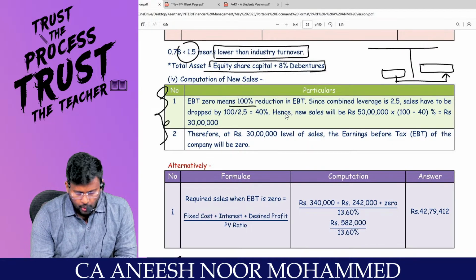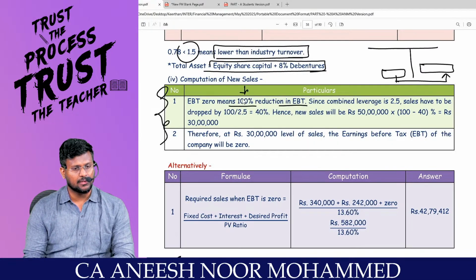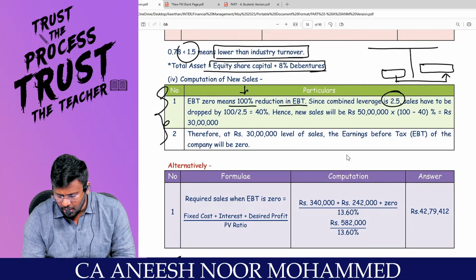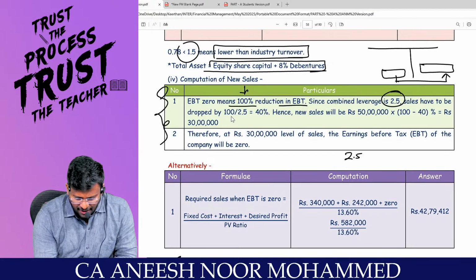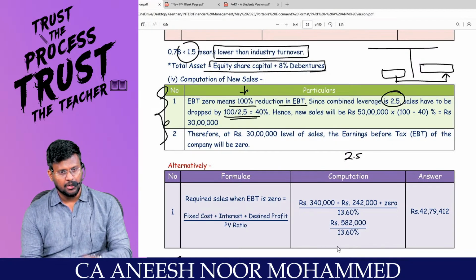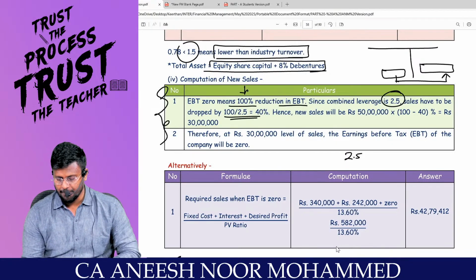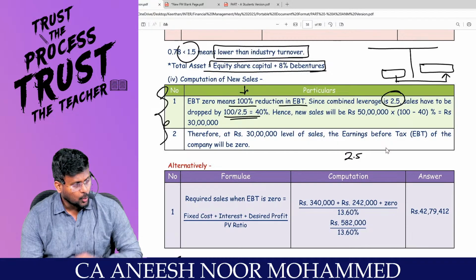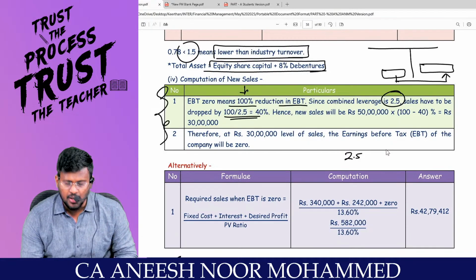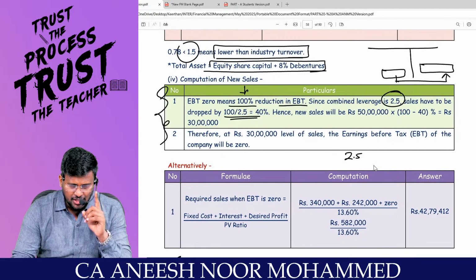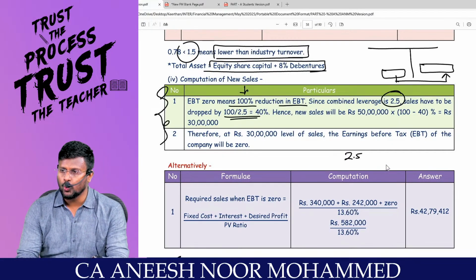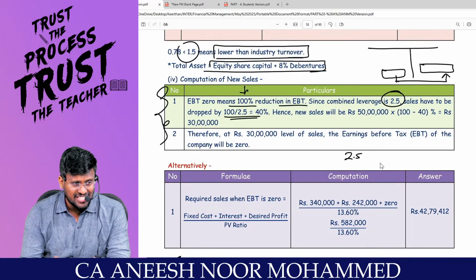EBT becomes 0. In order for EBT to become 0, EBT should drop by 100%. Right, sir? We all know that combined leverage is 2.5 times. Sales have to drop by how much? Now the EBT should become 0. What is combined leverage? It is how much percent change in EPS results from a 1% change in sales.